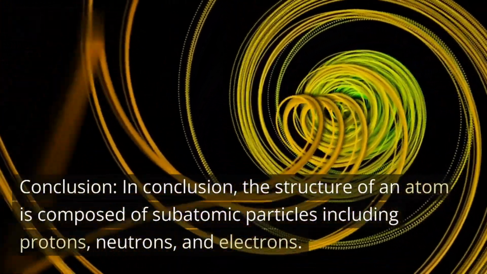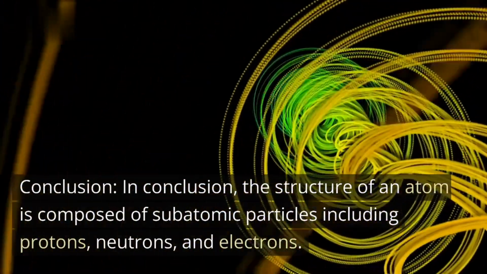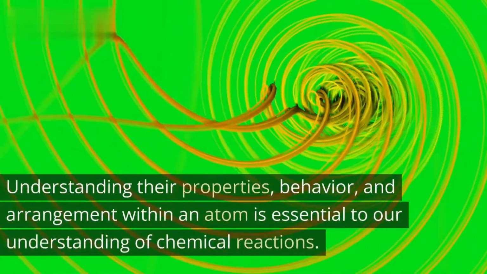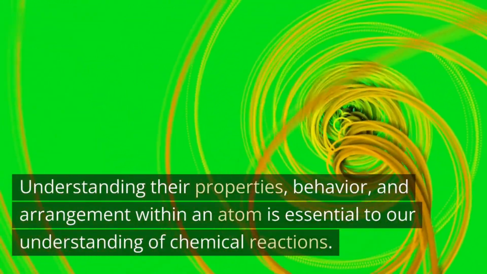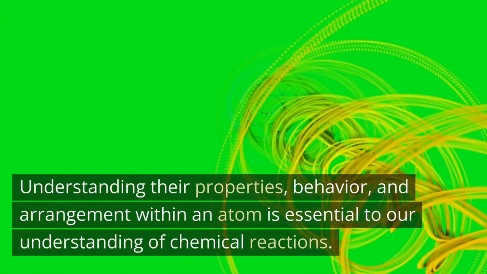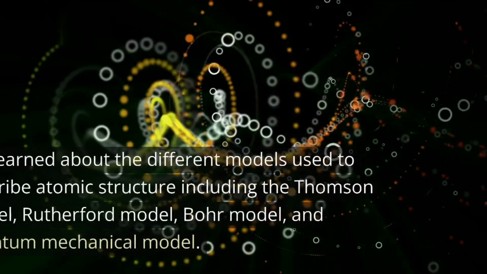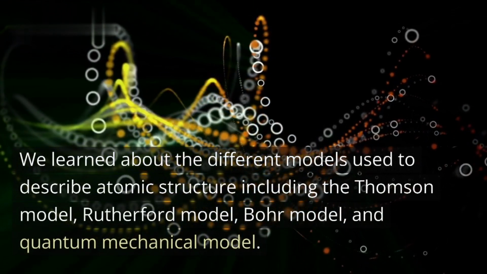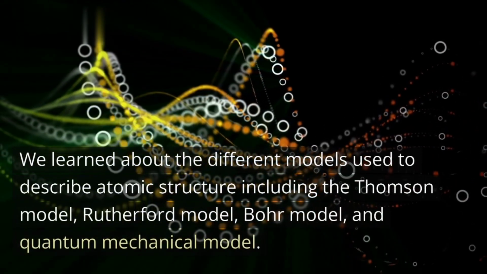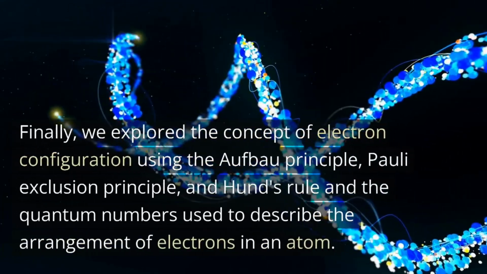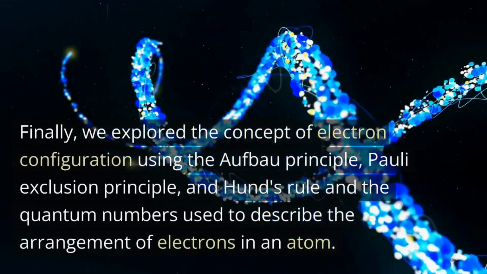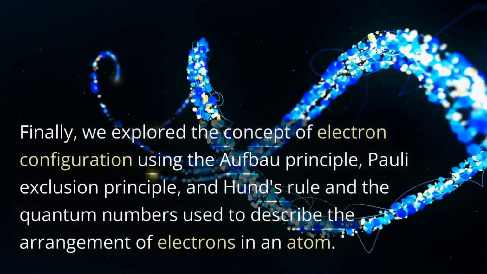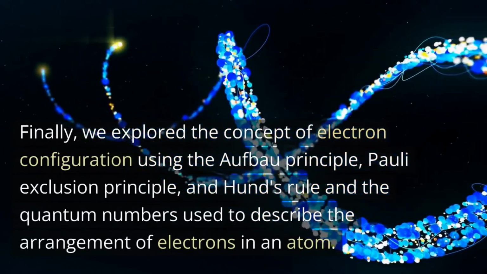Conclusion. In conclusion, the structure of an atom is composed of subatomic particles including protons, neutrons, and electrons. Understanding their properties, behavior, and arrangement within an atom is essential to our understanding of chemical reactions. We learned about the different models used to describe atomic structure including the Thomson model, Rutherford model, Bohr model, and quantum mechanical model. Finally, we explored the concept of electron configuration using the Aufbau principle, Pauli exclusion principle, and Hund's rule and the quantum numbers used to describe the arrangement of electrons in an atom.